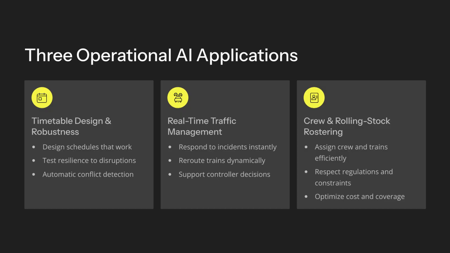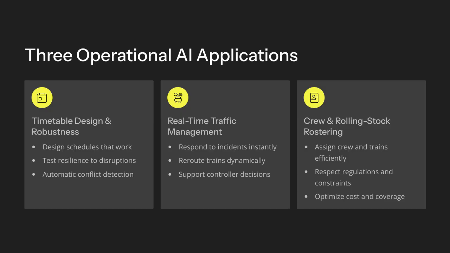AI helps by automatically generating feasible rosters, meaning rosters with no regulation violations and full service coverage. It optimizes those rosters for cost and fairness, and critically, it can revise them rapidly when disruptions hit. A crew member calls in sick, a train is taken out of service unexpectedly. The roster needs to be rebuilt fast without cutting corners on compliance.